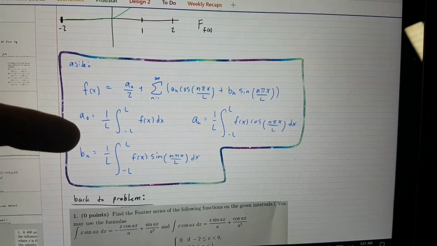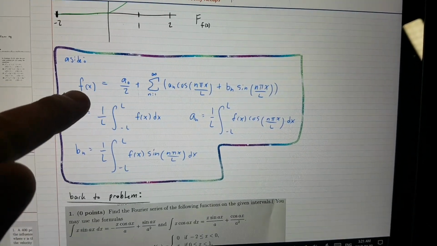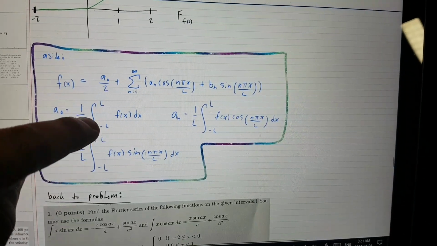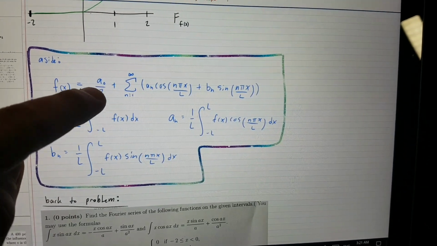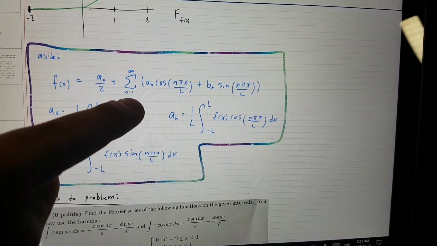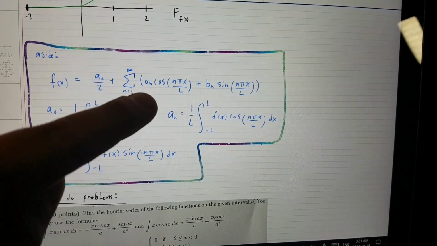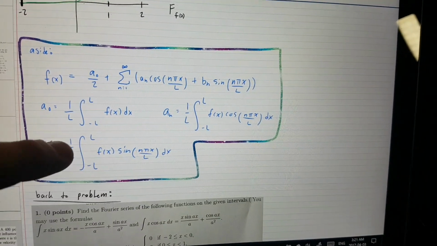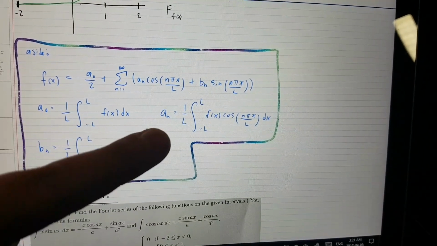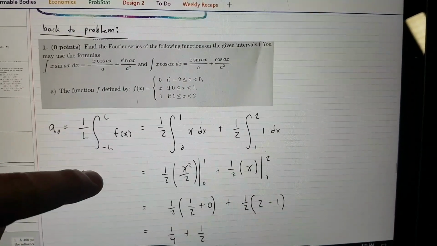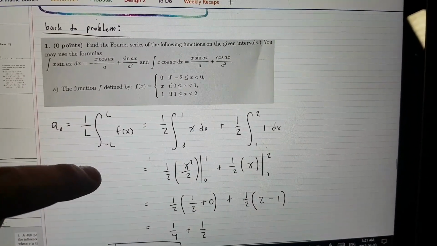This is the Fourier series. That should be capital F, the Fourier series of a function, which is a0 over 2 plus this summation, and you have to find a0 and an and bn. This is how you get a0, that's how you get an, and that's how you get bn. So back to the problem. Let's just start by finding a0.